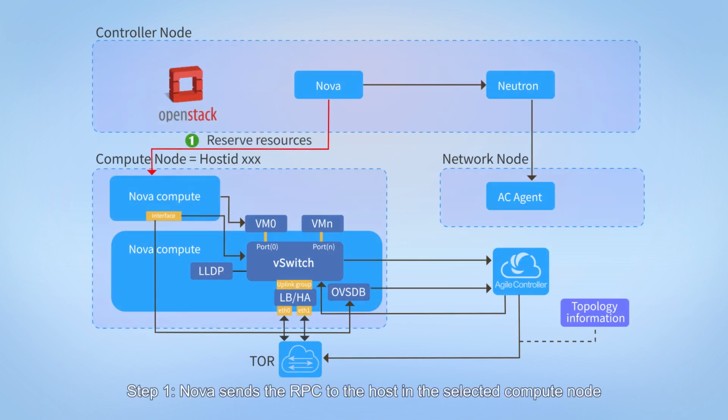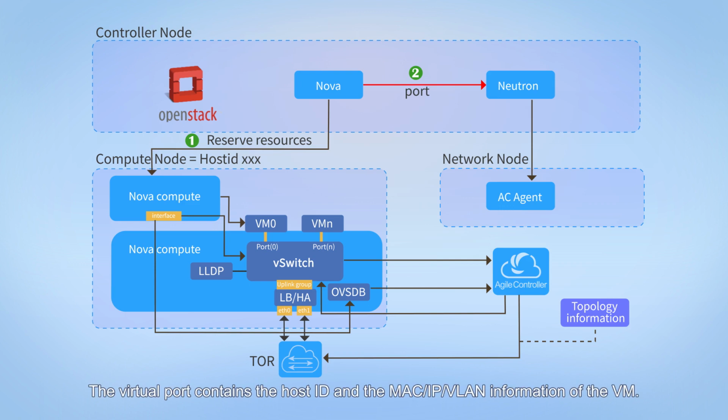Step 1. Nova sends the RPC to the host in the selected compute node and invokes Nova Compute to reserve resources for the VM. Step 2. Nova invokes the Neutron API to create a port. The port is a virtual port of the VM reserved to be connected to the vSwitch. The virtual port contains the host ID and the MAC IP VLAN information of the VM. Step 3. Nova Compute creates a VM and binds the vSwitch interface to the VM.